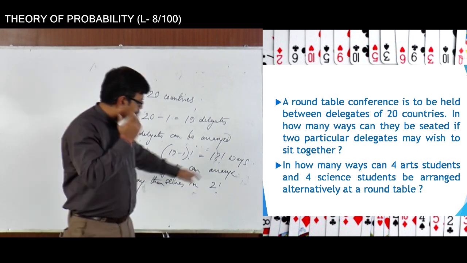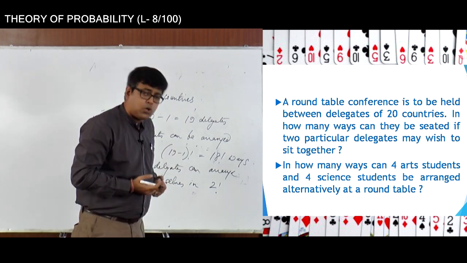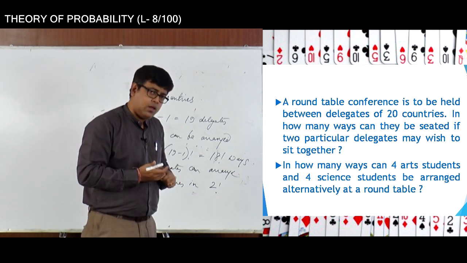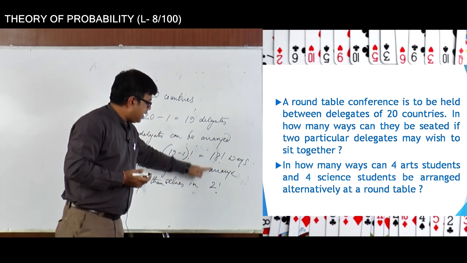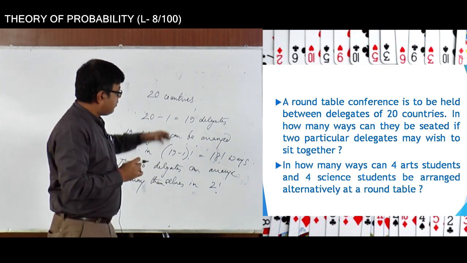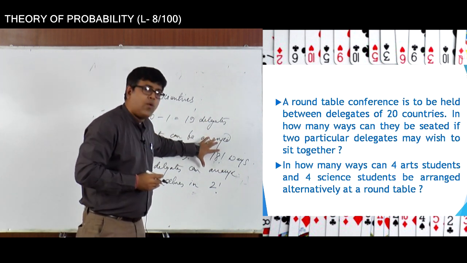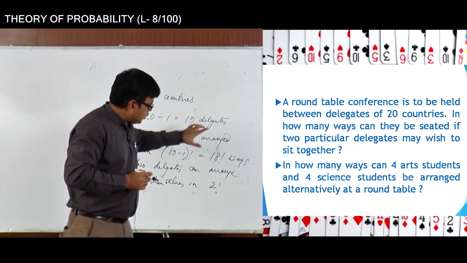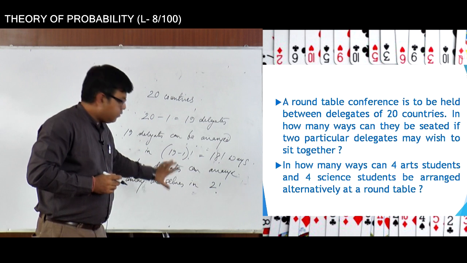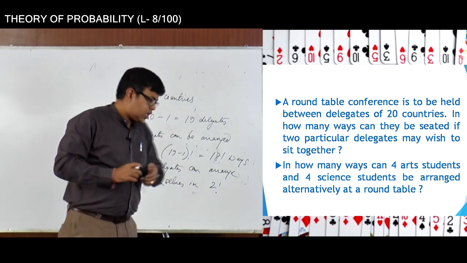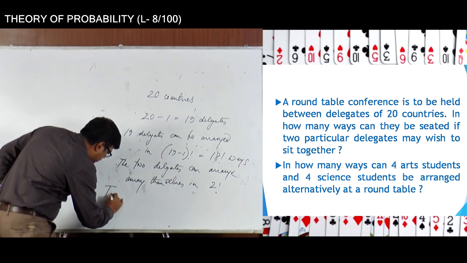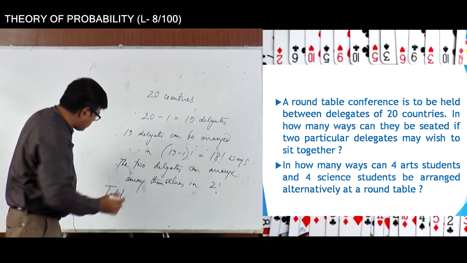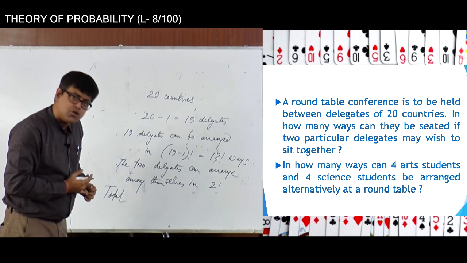Now, what is the total number of such arrangements that is possible? If I want to make a round table conference with 20 countries and 2 of them are always together, it will be 18 factorial into 2 factorial. Why? Because for every 18 factorial ways of arranging those 19 delegates round a circle, there are 2 factorial ways of arranging the 2 delegates who are always together. So the total number of arrangements in this case, by the fundamental principle of permutation, will be 18 factorial into 2 factorial.